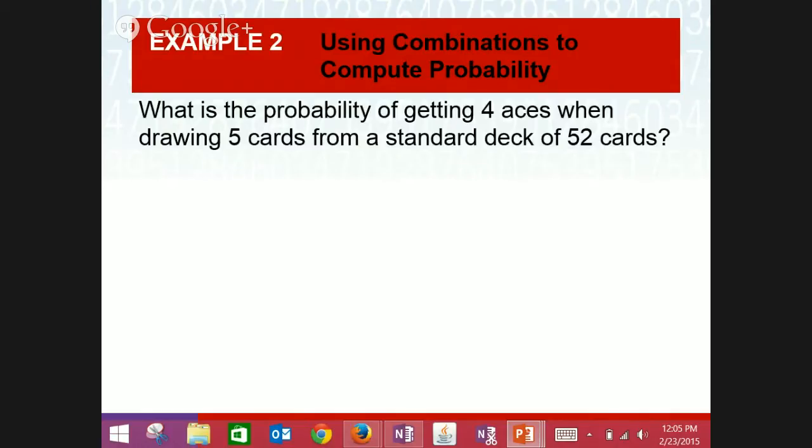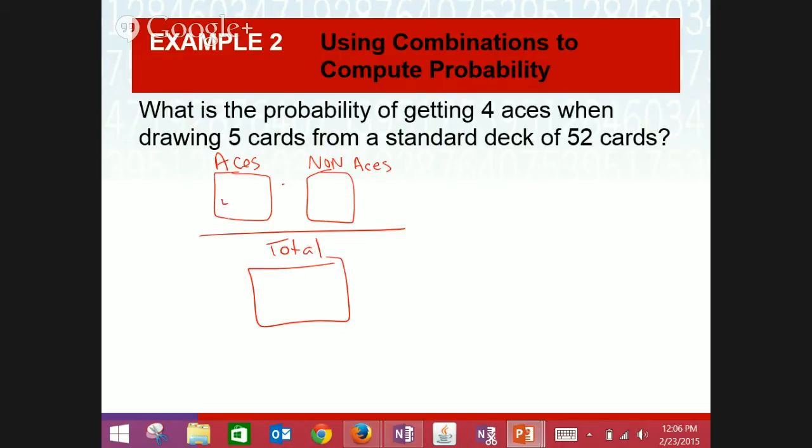And then we looked at what was the probability of getting 4 aces when drawing 5 cards from a standard deck of 52 cards. And this is where I like to look at the outcome of the picture. This is the way we can get aces. This is the way we can get non-aces, over the total. So if there are 4 aces in a deck and I'm picking 4 of them, then there's 48 non-aces. I'm picking 1 of them. 52 choose 5.